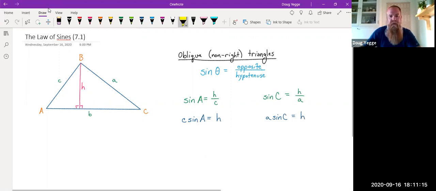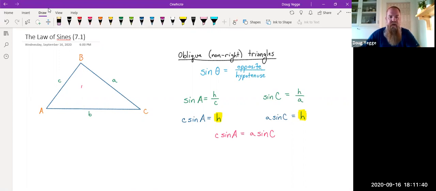And so since both of these are equal to the height, that must mean that both of them are equal to each other. So we know that c times sine of angle A is equal to little a times sine of angle C. And even though this isn't a right triangle, we can now erase h, and we could say that there's a relationship between angle A and its opposite side, as well as angle C and its opposite side. And so the easier way to look at this is by getting all of the a's and c's on their own side.